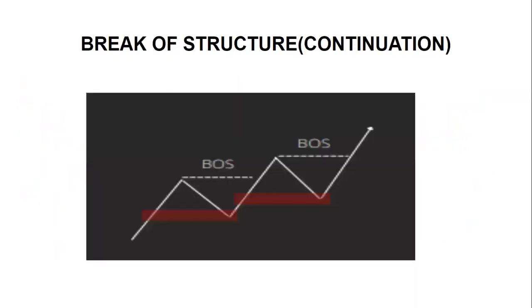Now this is the break of structure, continuation. Now, what happened here? As I said before, when price was moving, price broke to this previous high, then we have another high. So the moment price broke to this structure, then it has confirmed to us that this is a break of structure, which is continuation of the trend.